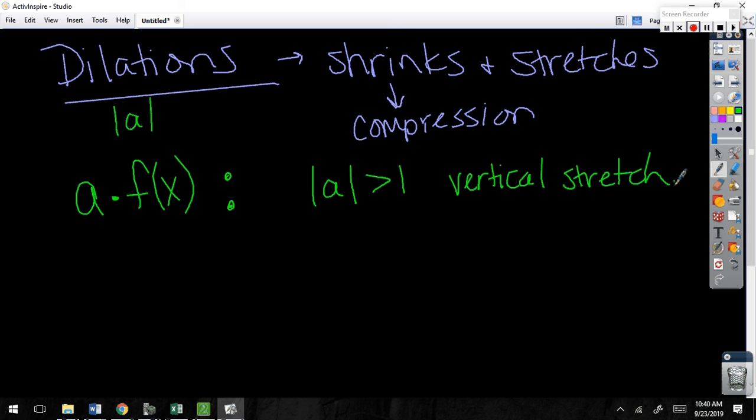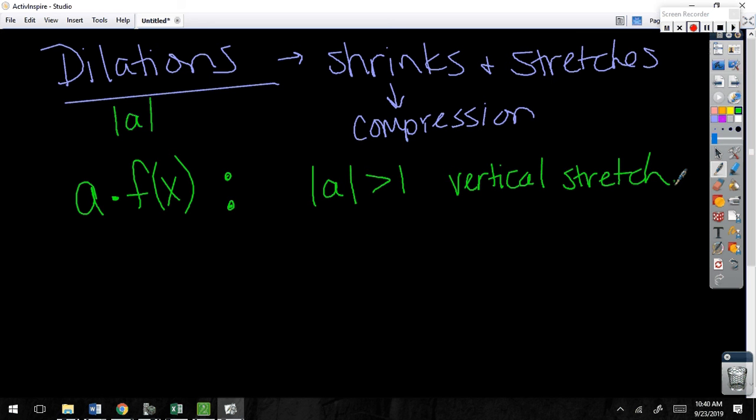If you had negative 3 in front, the negative is going to deal with reflection. The 3 is going to deal with dilation. So if you have negative 3, that is not greater than 1, so you have to use the absolute value.